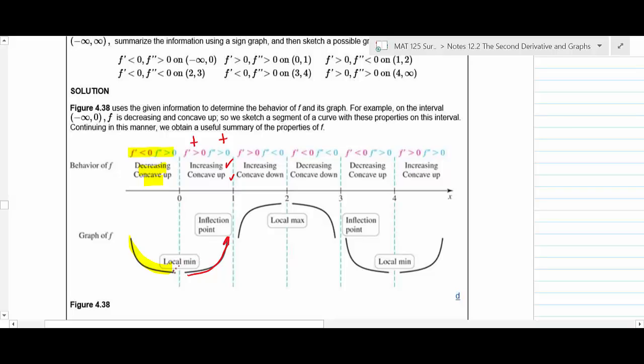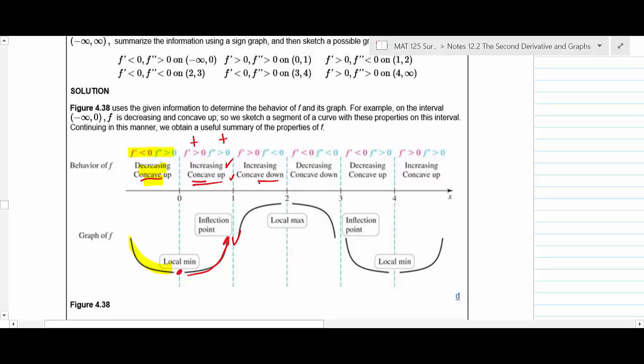And then why would this be a local minimum? Well, because you're changing from decreasing to increasing. So anytime your sign chart has a change in it, then you would have either a min or max. Would that also be the inflection point? The inflection point will occur where the concavity changes. Now this is still concave up, right? Okay. So you're going to have an inflection point right here because the graph changes from up to down like that.